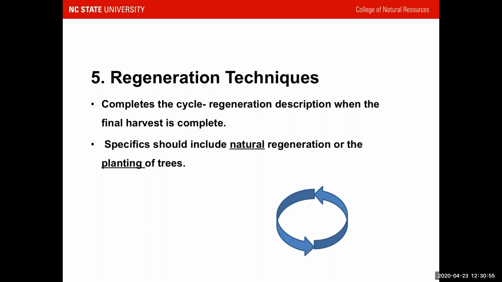Because the key to the present use tax program, or any forest management program for that matter, is the renewal of the forest or the regeneration of the forest. Because if you harvest the timber and then you switch to another use type, then that's probably going to kick you out of that present use tax program. So you need to have a plan on how to get the next generation or the next forest going. And that could be whether it's natural regeneration or planting of trees.